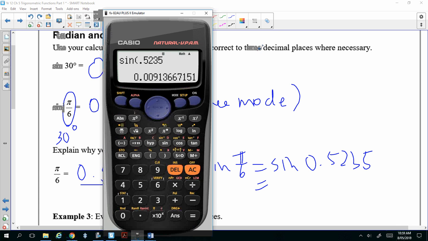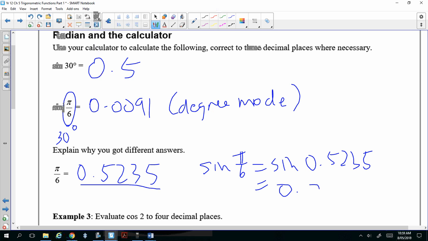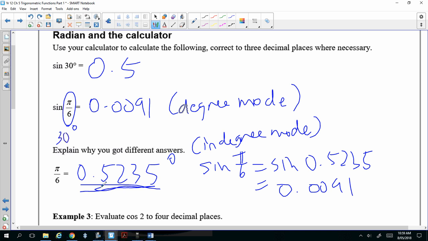So it doesn't recognize this as radian. It just reads it as a degree. It reads it as 0.5235 degree in degree mode. Right? It just automatically assumes this is a degree you're giving the calculator. So how do I fix this problem? There are 2 ways to fix this problem. I'm going to show you one way. One way is to convert it to radian mode.